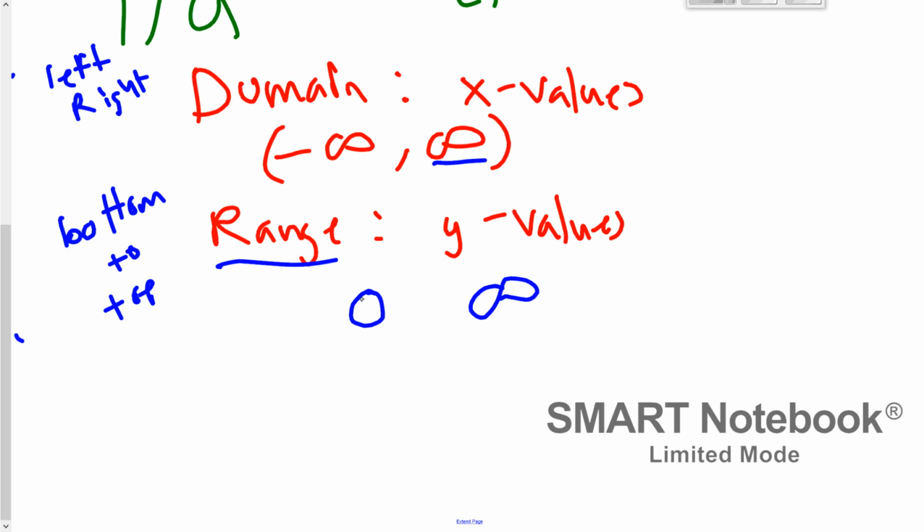Range, I go from the bottom, which is my lowest point, which is 0, and it does hit 0, so that's why I put this bracket, because it does hit 0. I do have a y value of 0. And then it goes up and up and up, and it goes to positive infinity. And always with infinity, we put parentheses.